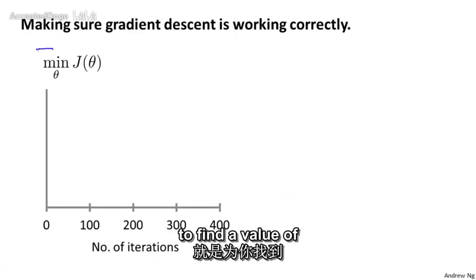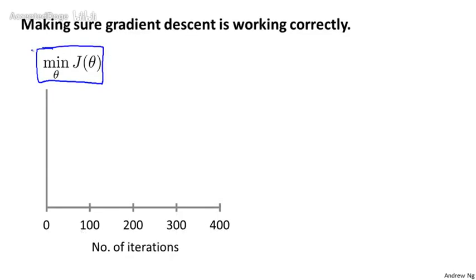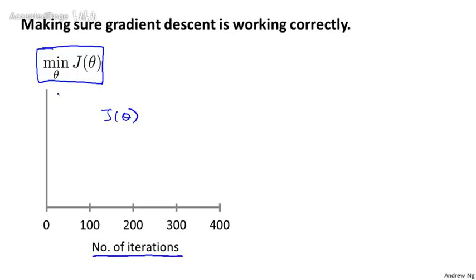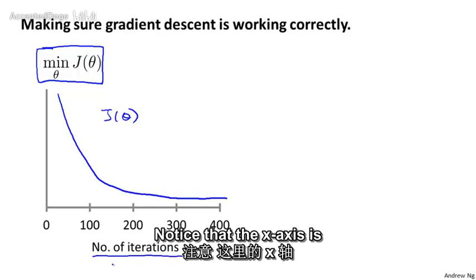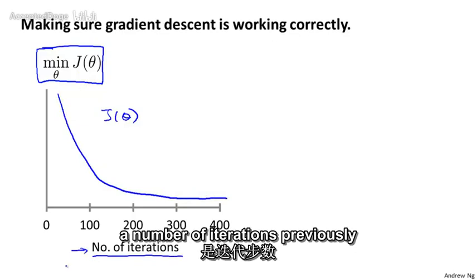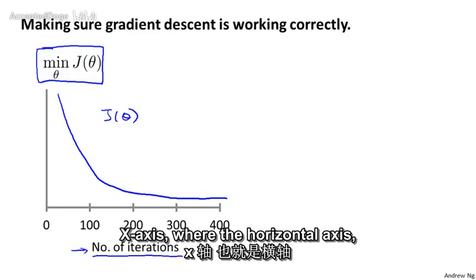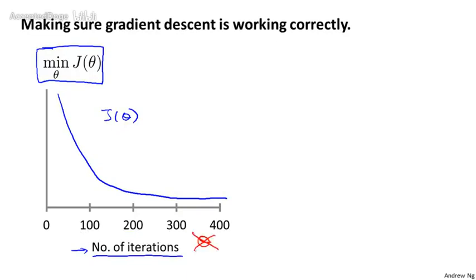The job of gradient descent is to find the value of theta that hopefully minimizes the cost function j of theta. What I often do is therefore plot the cost function j of theta as gradient descent runs. So the x-axis here is the number of iterations of gradient descent, and as gradient descent runs, you hopefully get a plot that maybe looks like this. Notice that the x-axis is number of iterations. Previously, we were looking at plots of j of theta where the horizontal axis was the parameter vector theta. But this is not what this is.